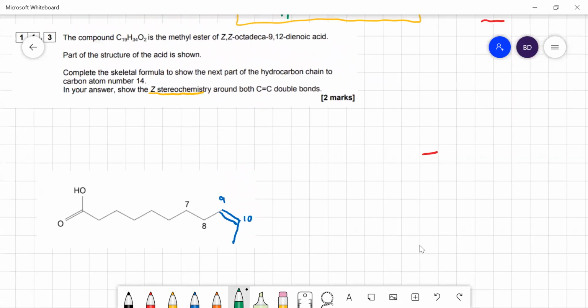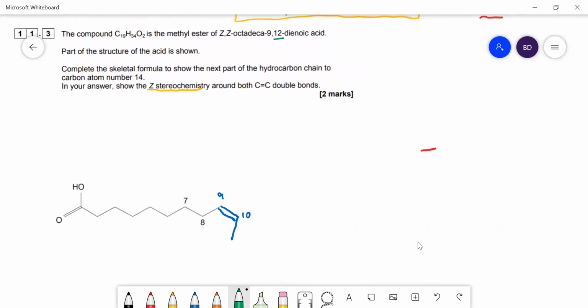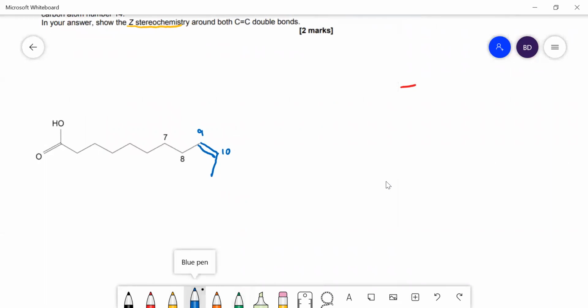Now it's also got a double bond between carbons number 12 and 13. So got 10, 11, there's 12. Now 13 is here. And again, Z stereochemistry, so it's going to go like that. Got the 2 high priority groups, and there's carbon number 14. We don't need to draw any more after that. You've got the 2 low priority groups, the hydrogens on the same side, and so that means the 2 high priority groups on the same side, so that's Z configuration there. So that's what you need to draw there.